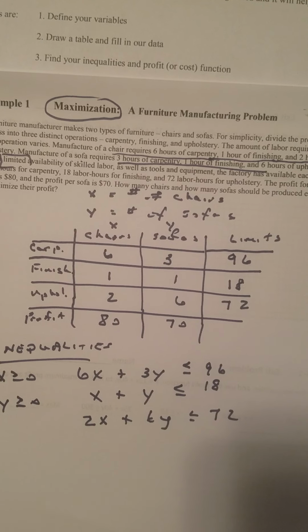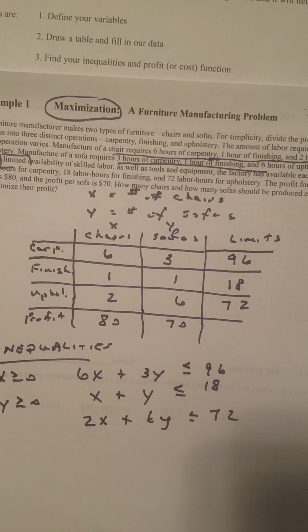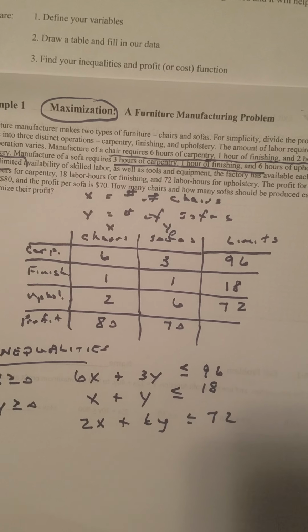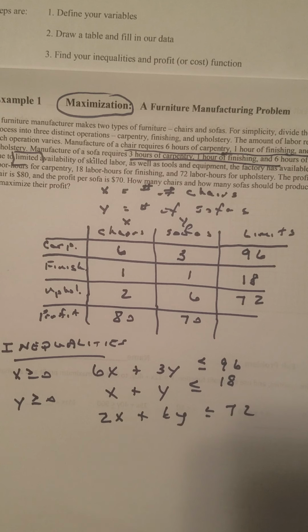And you're going to say, well, where did those come from? Well, it's obvious. When you look at the problem, are you going to produce a negative amount of chairs or a negative amount of sofas? No. In the business world, you're not going to do that. So that means x always has to be greater than or equal to 0, and y has to be greater than or equal to 0.